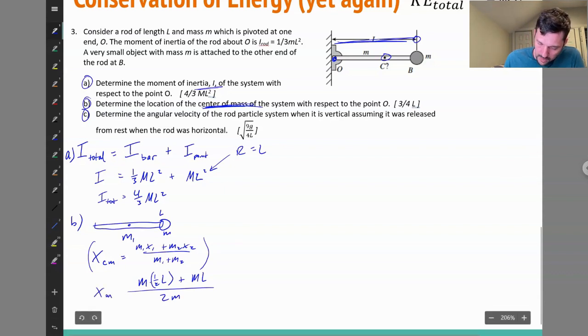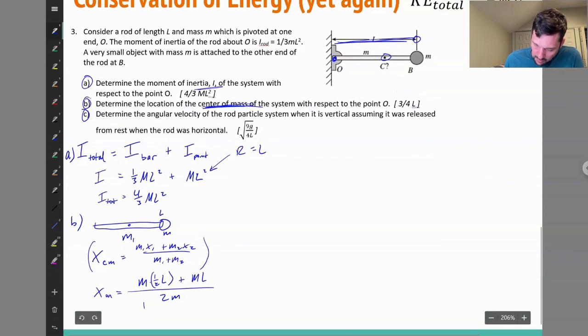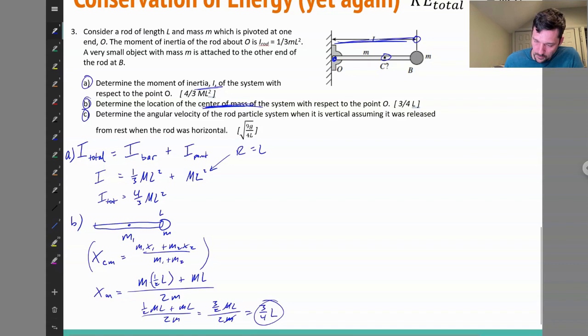So the center of mass is going to be located at, well, let's see. We got 1/2 ML plus ML over 2M. So that's 3/2 ML over 2M. Of course, the M's cancel. So we got 3/2 divided by 2, which is 3/4 L. That is where the center of mass is located. I'm going to do that in red. 3/4 L. That is where the center of mass is going to be.